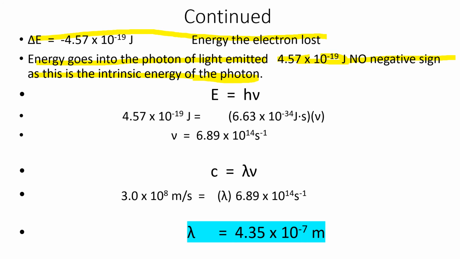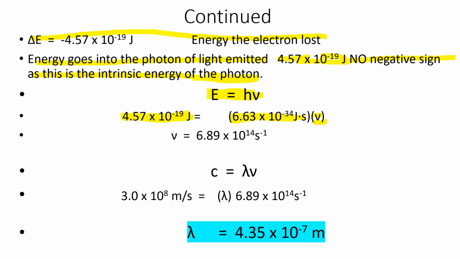Well, if I have the energy of the photon, I can use E equals h nu. So I have the energy, that's what we calculated from our previous equation. Remember, no negative sign. E equals h nu deals with the photon. This is the intrinsic energy. No positive or negative here. h is a constant that's provided. So what we're missing is the frequency. We can solve for frequency.